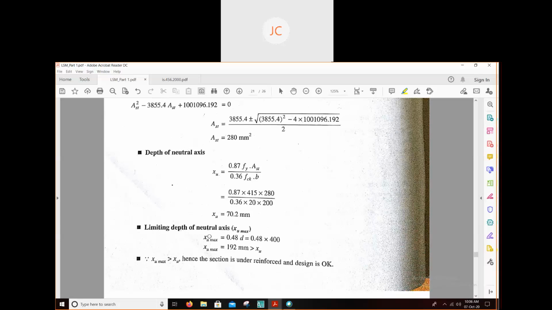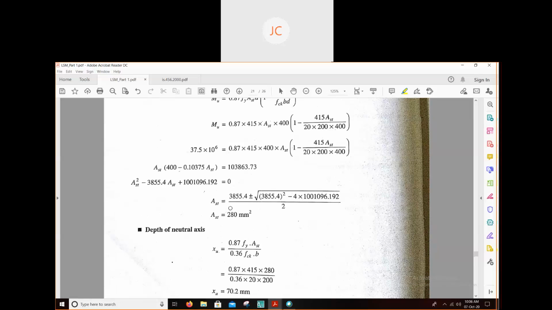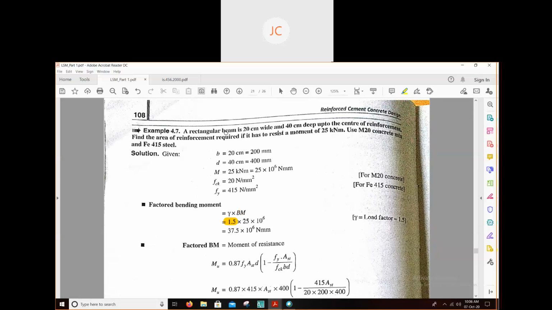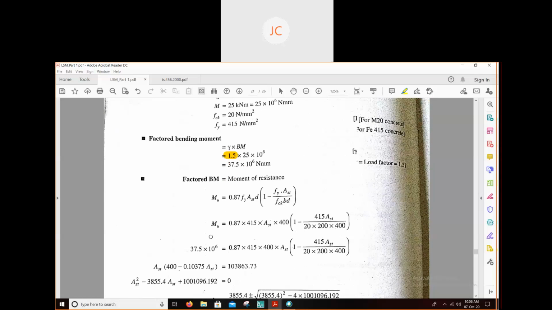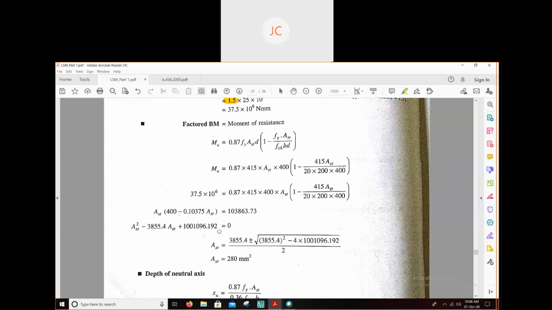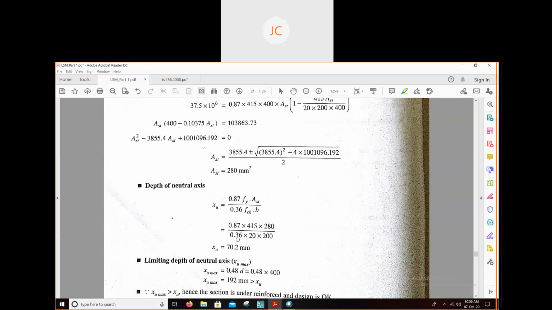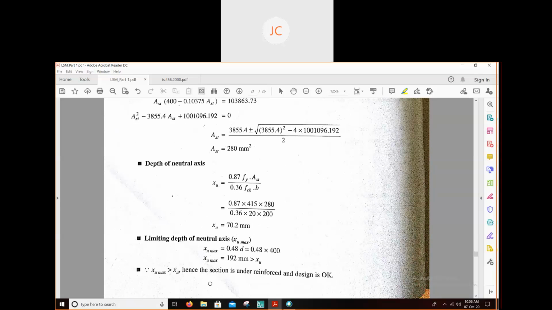See here, since XU max is greater than XU, hence the section is under reinforced and hence the design is okay. All of you remember one thing for the same problem: if you assume an under reinforced section, and after getting the value of AST and calculating XU and XU max, you get over reinforced, then you conclude that since the section is over reinforced, it must be redesigned.